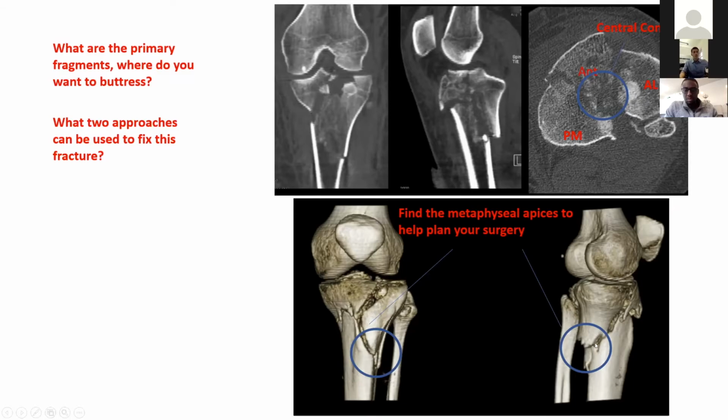Posteromedial, 100% you need for fixation. It's not going to give you much in terms of visualization, but you do need to buttress this, so you need a posteromedial approach.